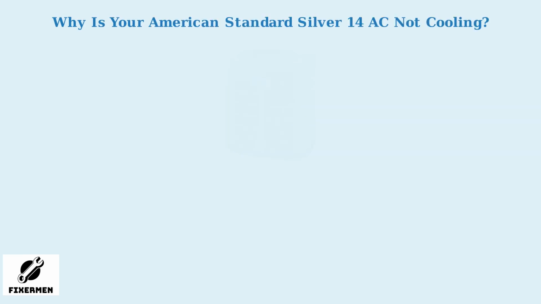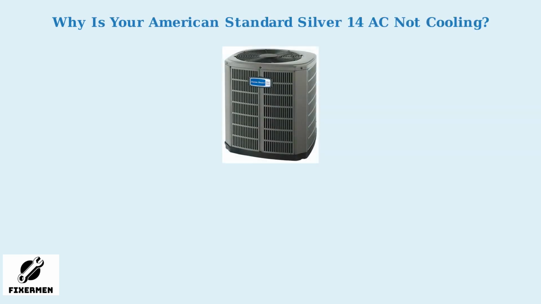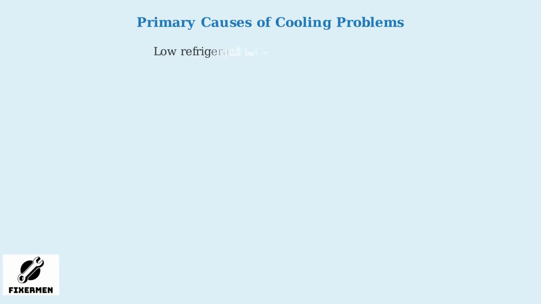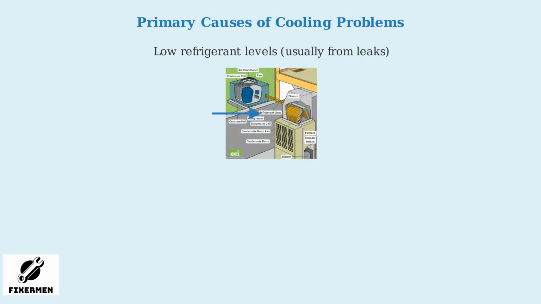The American Standard Silver 14 AC unit is known for its efficiency and reliability in moderate climates. However, cooling problems can still occur, leaving your home uncomfortably warm. The primary causes of cooling issues include low refrigerant levels, often due to leaks in the system. Refrigerant circulates through the coils to absorb heat, and low levels prevent proper cooling.